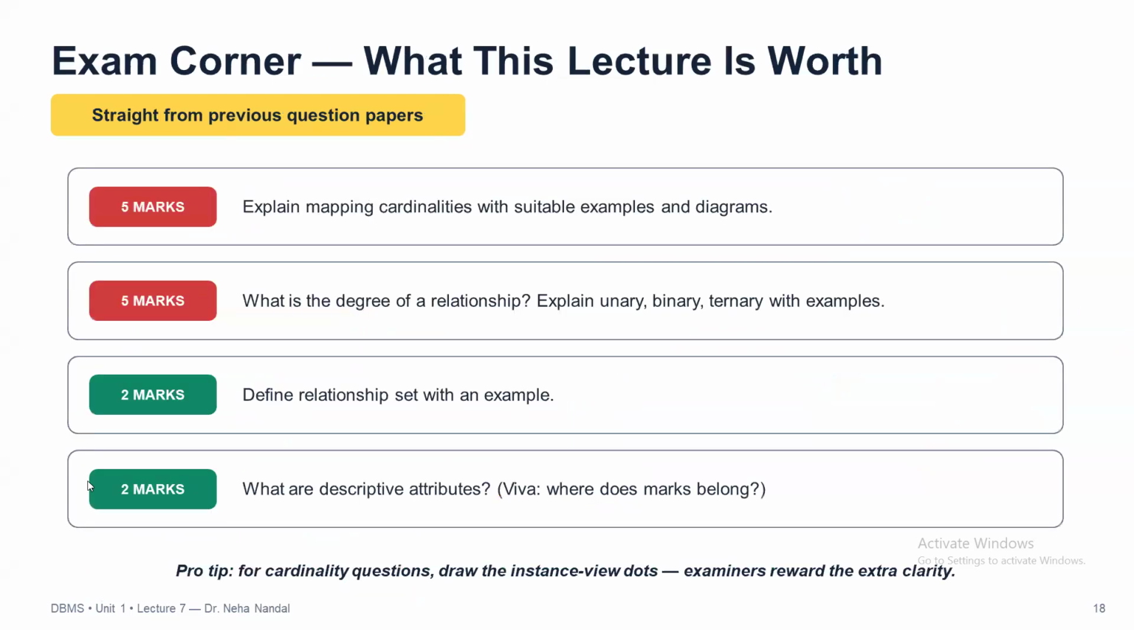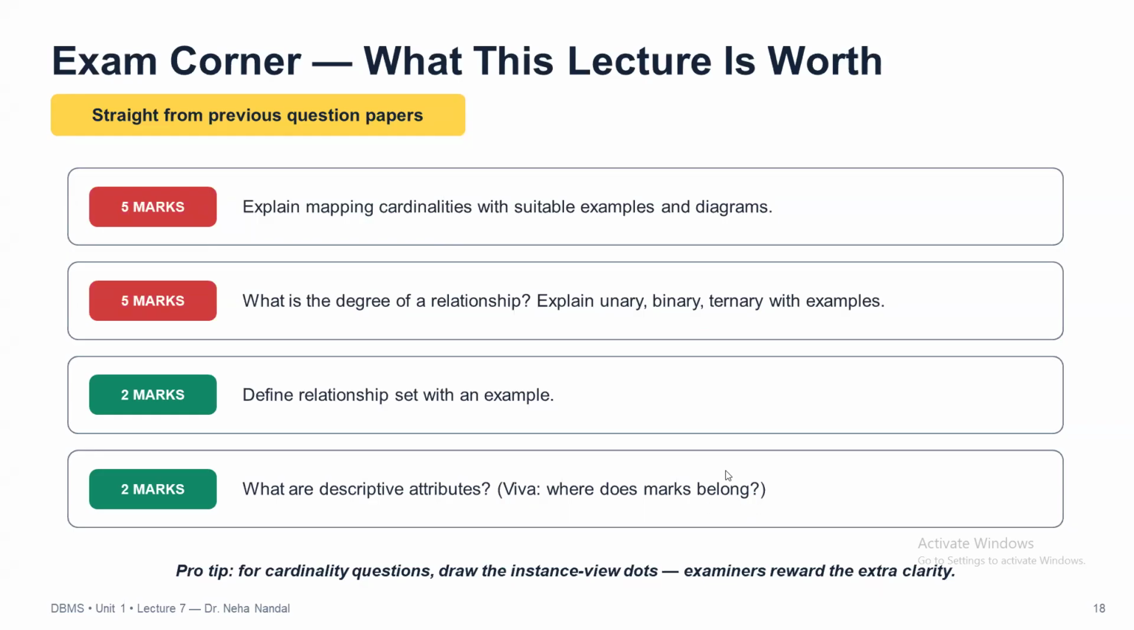Now, from the exam point of view, I have noted some questions for you that you can make a note of and remember to prepare for your exams. Like, explain mapping cardinalities with suitable examples and diagrams. It can come for 5 marks. It's all about your different types of cardinalities. Degree of relationships, unary, binary, ternary, you have to explain with examples. It can come for 5 marks. Define relationship set with an example. What are descriptive attributes? Like, where does marks belong? That is your descriptive attribute.